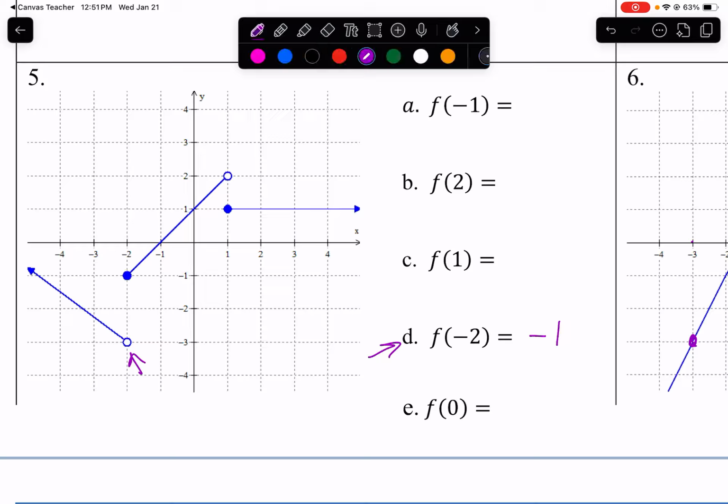If, let's say, both of these were open, I'm just changing it here. If it was like this and they were both open, you actually would put undefined because we don't have any closed circles there then. But it was closed, so our output there is -1.